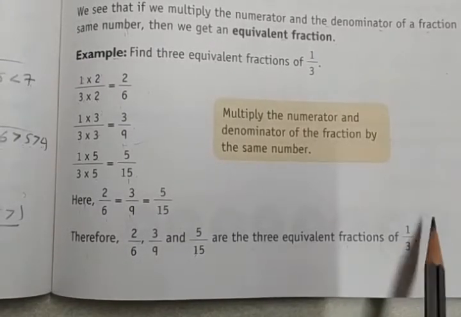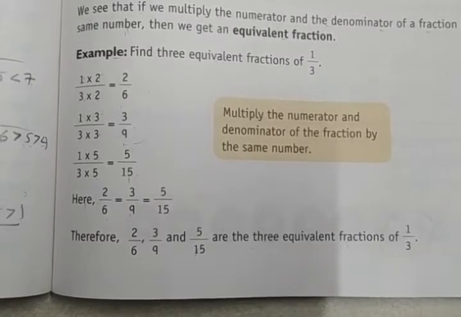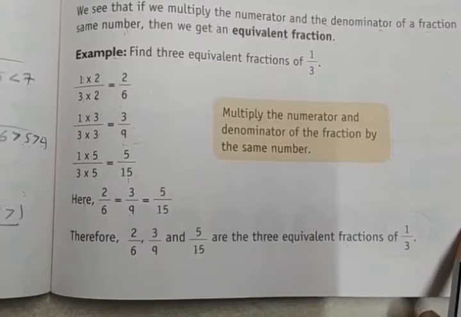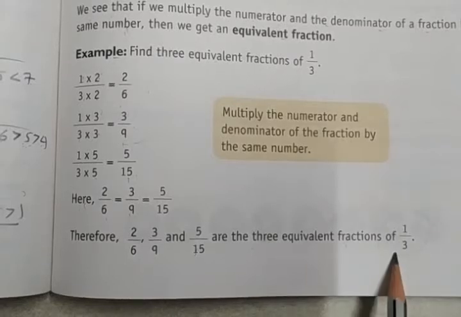Okay, what we have to do is multiply it by 2, then multiply it by 3, then multiply it by 5. That's it. 1 by 3 is multiplied by 2, 1 by 3 is multiplied by 3, 1 by 3 is multiplied by 5. Then we get the equivalent fraction.